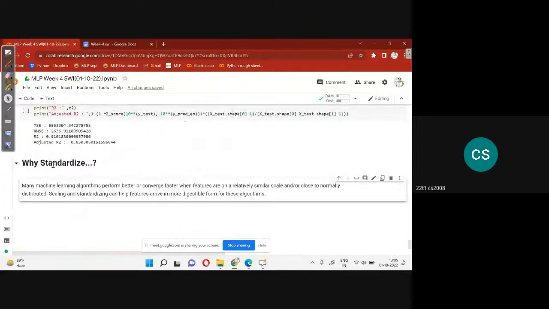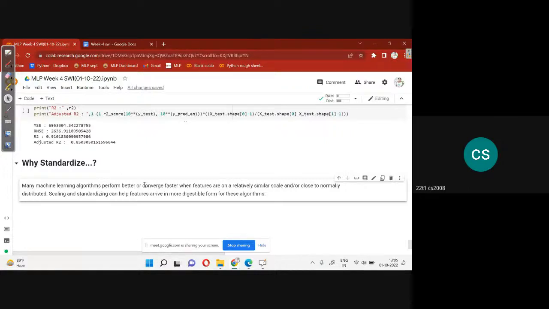Many of you have a question, and I think in the last session also someone asked this one. Since many machine learning algorithms perform better or converge faster when features are on a relatively smaller scale or close to normally distributed, scaling and standardizing can help features arrive in a more digestible form for the algorithm. That is what I have written here: your algorithm will converge faster if the data is scaled.